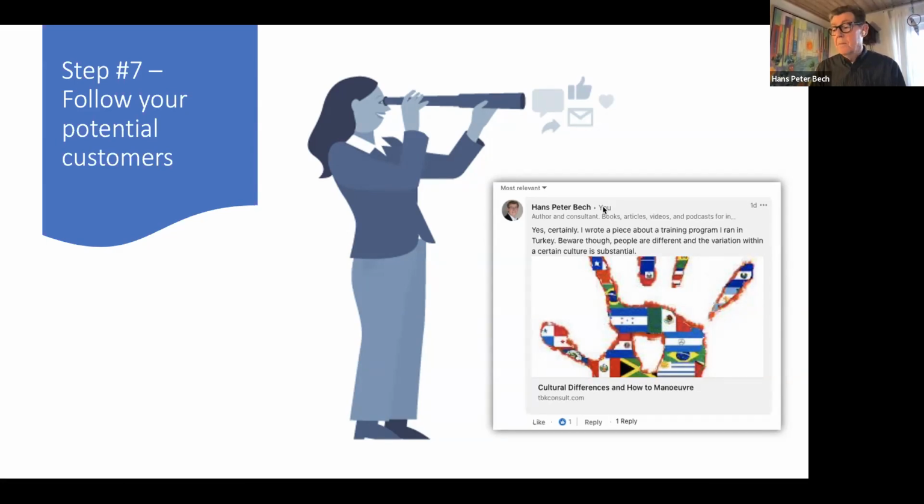So summing up here, follow your potential ideal customers on LinkedIn and follow influencers and other authority people and engage with those that are active on social media, specifically on LinkedIn.